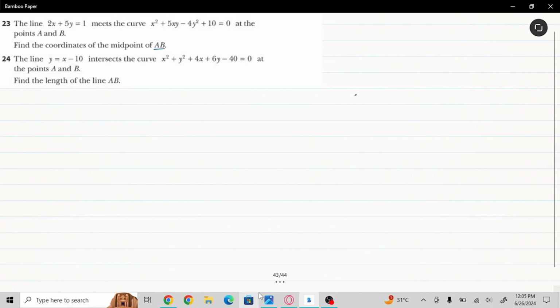So I think most of you should know the formula for the midpoint. It's just x2 plus x1, or x1 plus x2, it depends on you, divided by 2, and for the y value it is y2 plus y1 divided by 2. It's just a simple formula.